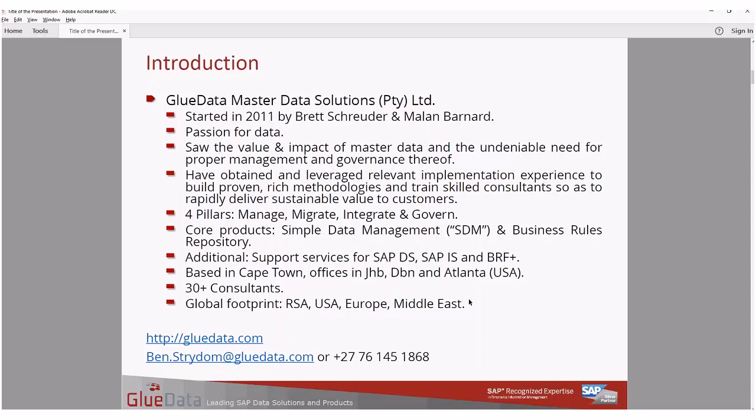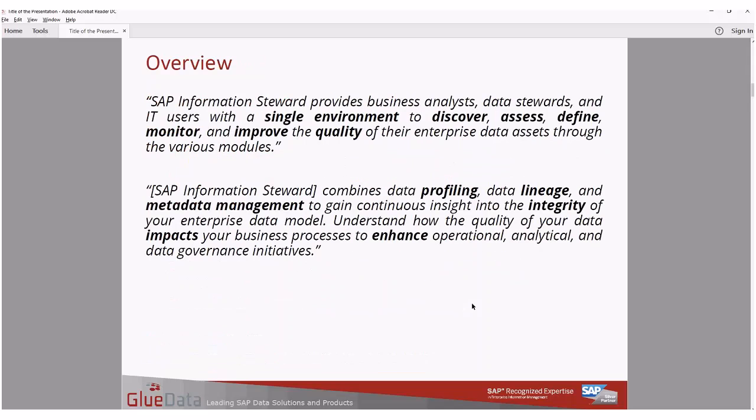We also have support services, and as you can see, we do data services and Information Steward. And then, we have offices in Cape Town, Joburg, Durban, and the US. We're about 30 plus consultants at the moment, and we have a global footprint, with customers all over the world, essentially. Okay, so that's the spiel. So let's dive into Information Steward.